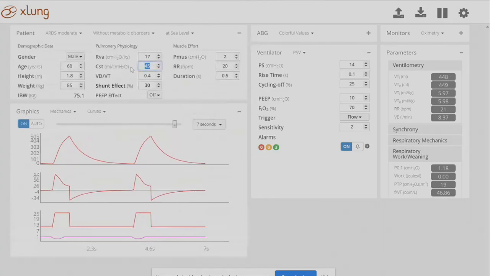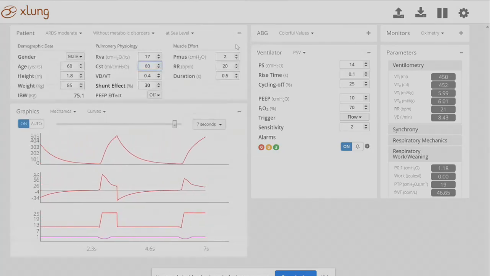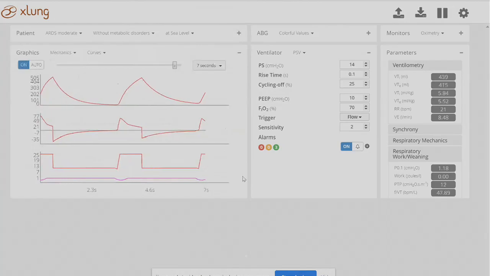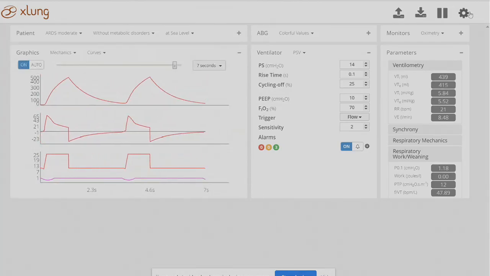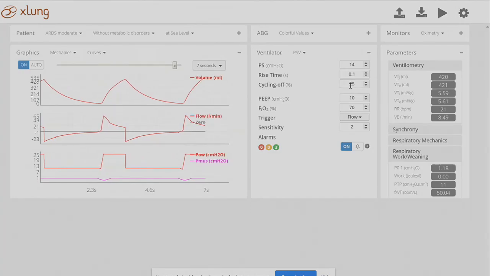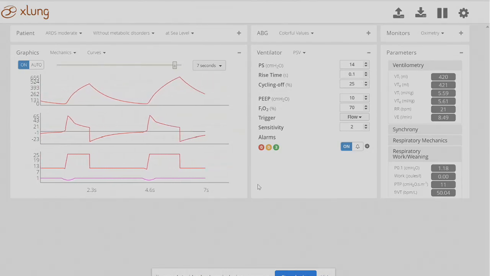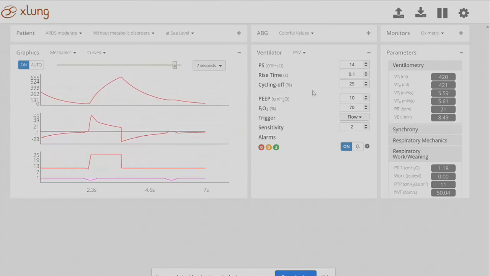And actually, I'm just going to give them normal compliance as well. So this might be someone with COPD, for example. Notice how much longer the breath takes to cycle off. I haven't changed the cycle criteria. Again, resistance and compliance actually changes the slope of your flow. So now if you watch the patient going on, you now see this happen.